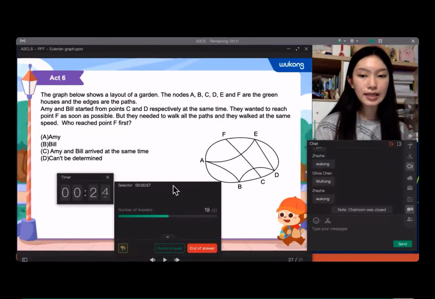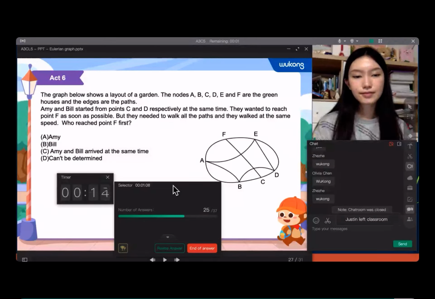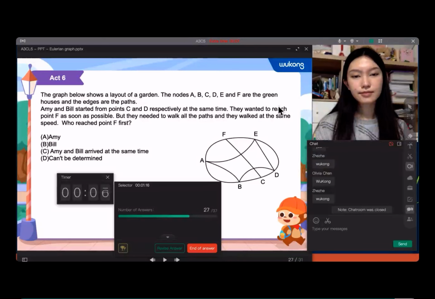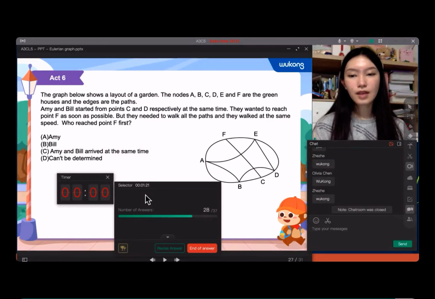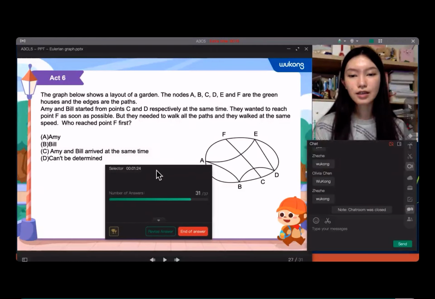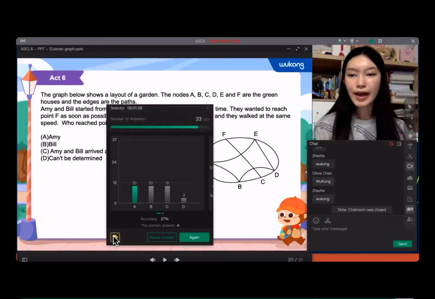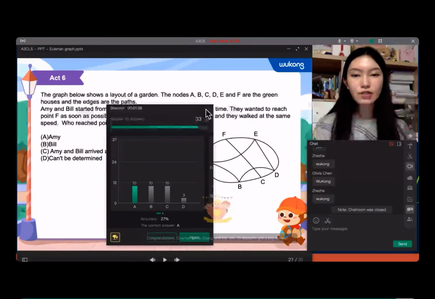So just around 20 seconds left. Okay, I'm gonna close the selector. Okay, so the correct answer for this one is A. So Amy will arrive first. Trophy for you guys.